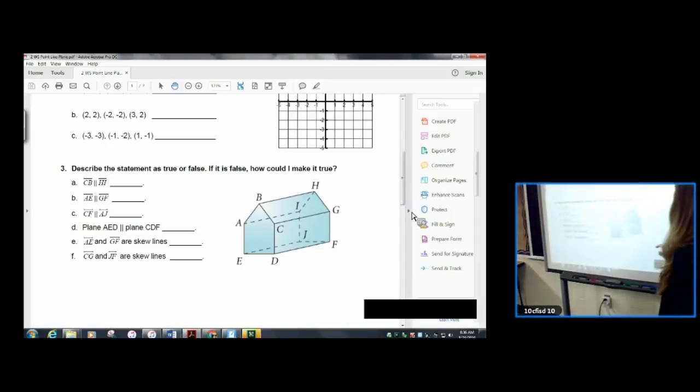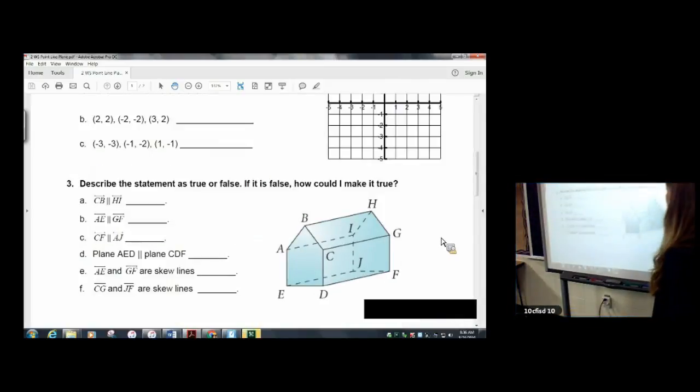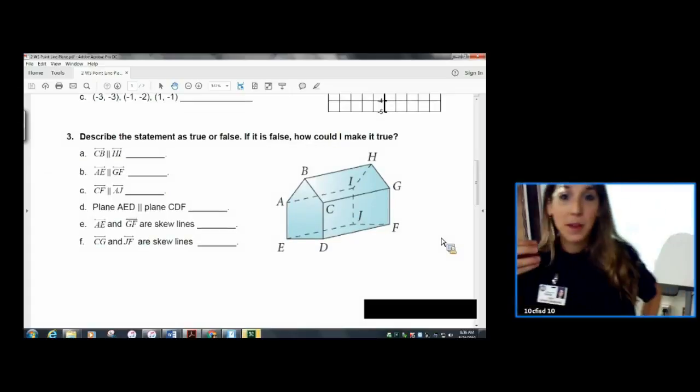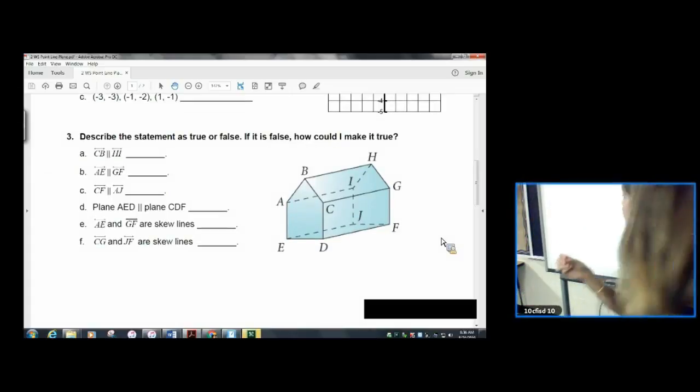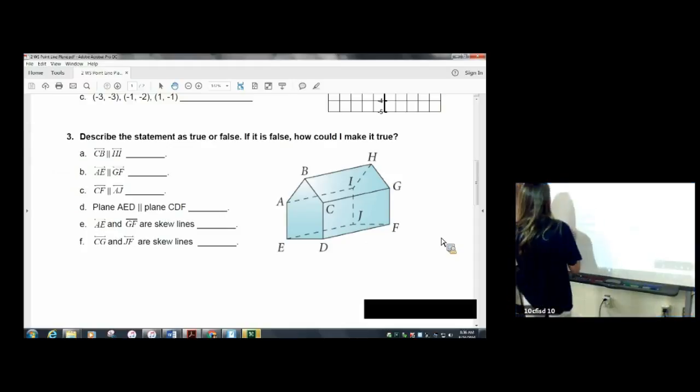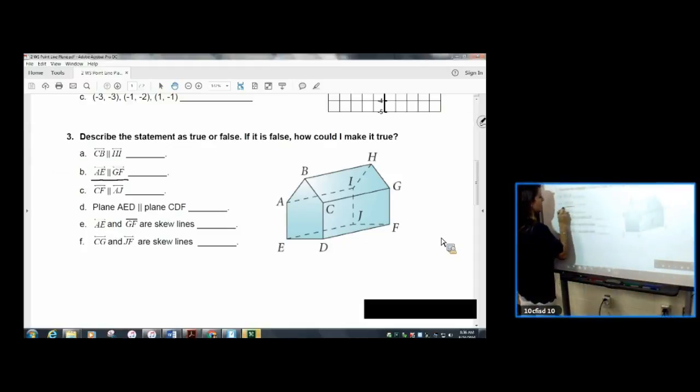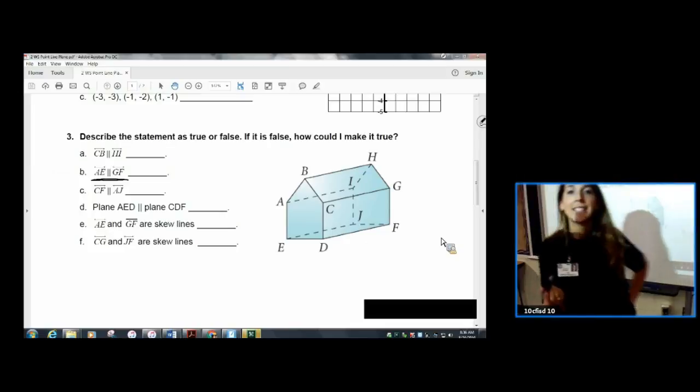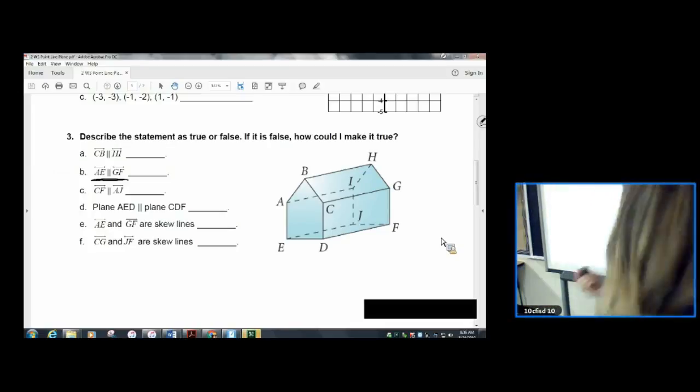3D. What is 3D asking? So we're going to translate math language to English. Line AE is parallel to line GF. And we're trying to decide if that is true or false. So let's check our picture.